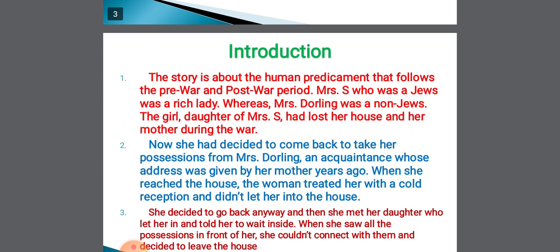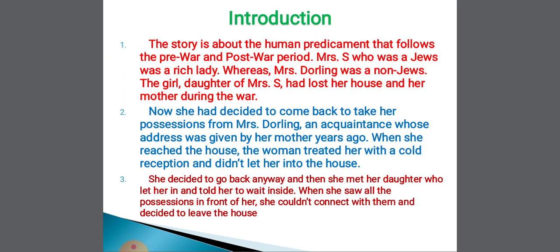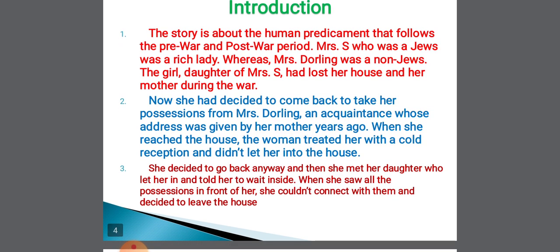Now we'll go to the introduction of the lesson. The story is about the human predicament, the suffering that follows the pre-war and post-war period. Mrs. S, who was a Jew, was a rich lady, whereas Mrs. Darling was a non-Jew. The daughter of Mrs. S had lost her house and her mother during the war. Now she had decided to come back and take her possessions from Mrs. Darling, an old acquaintance whose address was given by her mother years ago.